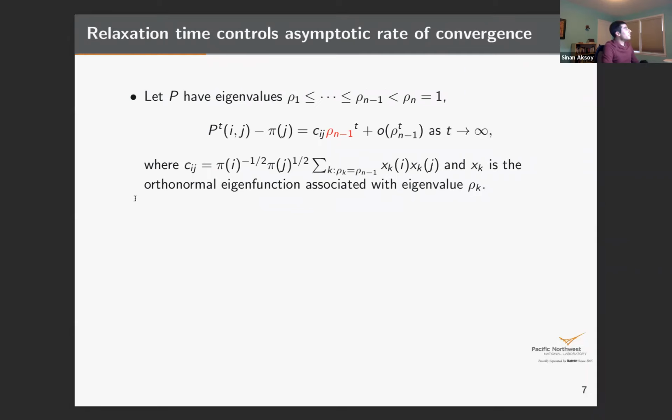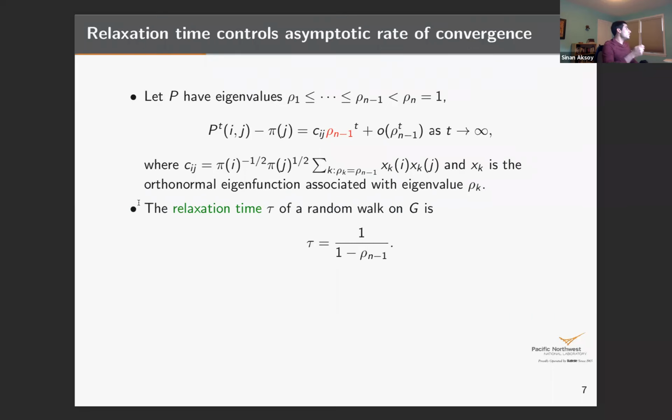Another way that we can think about the rate of convergence of these random walks on graphs is asymptotically. And here it turns out that eigenvalues play a big role in controlling this asymptotic rate of convergence. Namely, if I write the eigenvalues of P as rho 1 through rho n, we know rho n is 1. But if I look at this expression here after t steps, the ij-th entry of P to the t minus the value of the stationary distribution at j, you can see that the dominant term here is the second largest eigenvalue, which we call rho sub n minus 1.